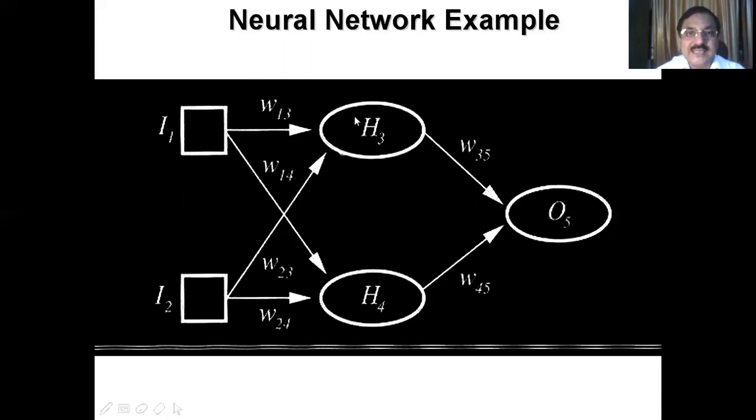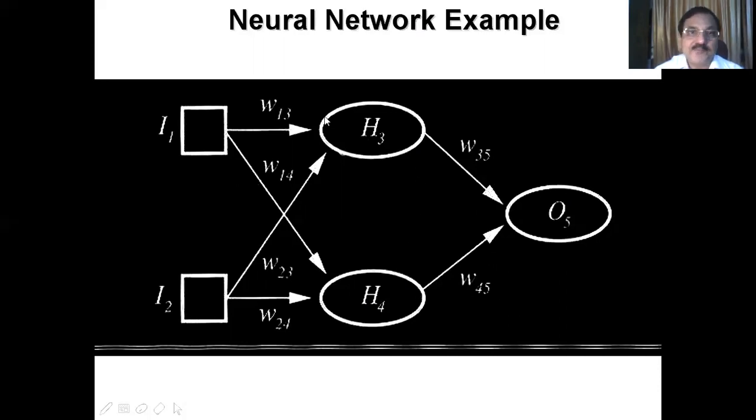From this hidden layer, H3 is connected to O5, the output unit, meaning a link between unit 3 to unit 5. Then this link develops a corresponding weight factor W35. And here, unit 4 is connected to unit 5. Thus, the link from unit 4 to 5 develops a weight factor, that is W45.